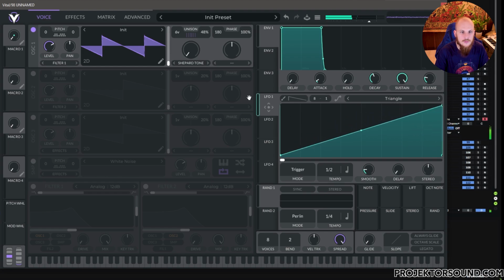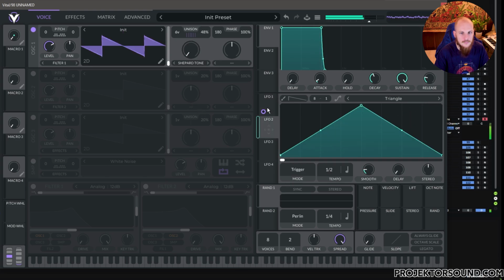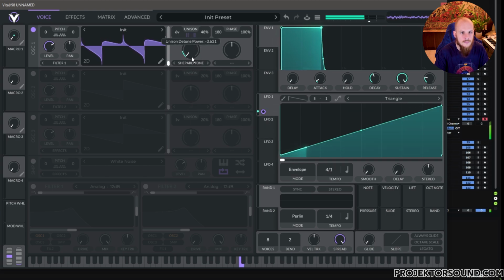Okay, that is going to be cool, so let's have this rise up over time, maybe like 4 bars. I'd set it to envelope just to be sure here, trying to get this exactly at 0 here.